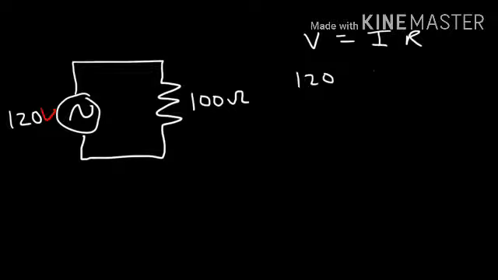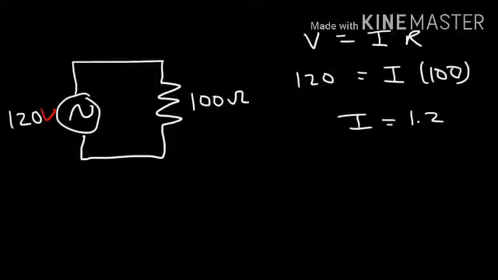Let's say we have a 120 volt AC source, and let's say that the resistance is 100 ohms. What is the current that flows in this circuit? So using the equation V is equal to IR, the voltage is 120, the resistance is 100. So 120 divided by 100, the current in the circuit is 1.2 amps.